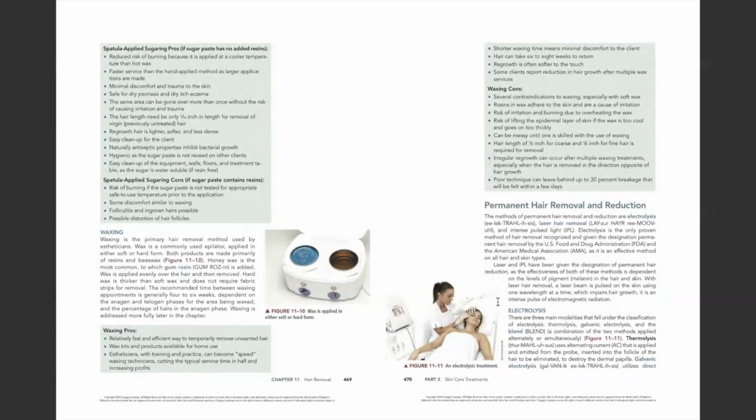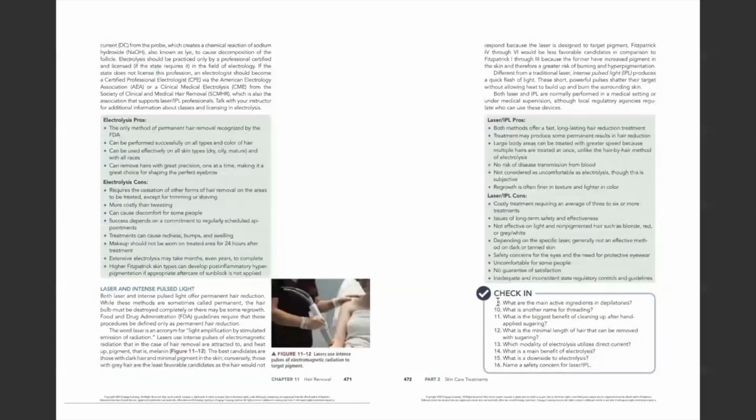Electrolysis is the only proven method of hair removal recognized and given the designation permanent hair removal by the U.S. Food and Drug Administration and the American Medical Association, and it is an effective method on all hair and skin types. You then have the electrolysis types, which are blend, thermolysis, and galvanic electrolysis. 11 questions, but this is where it's coming from. You have laser and intense pulse light.